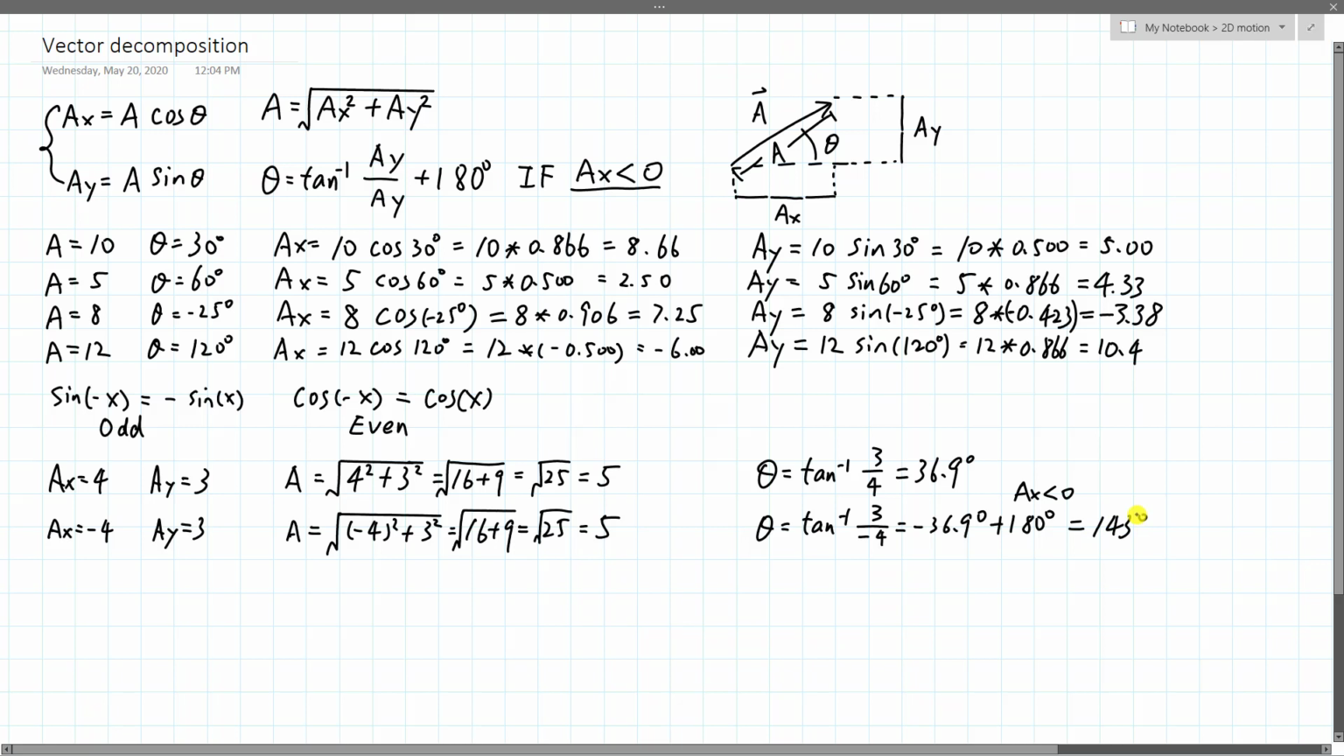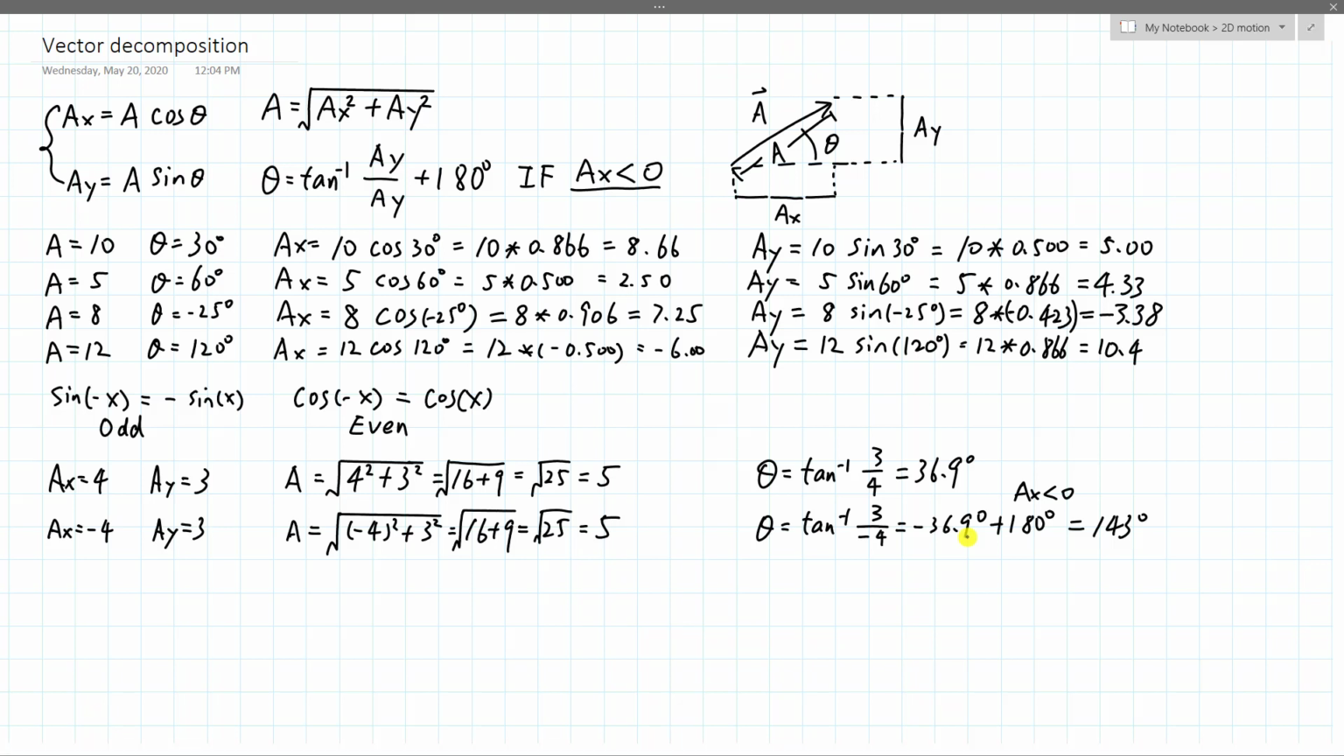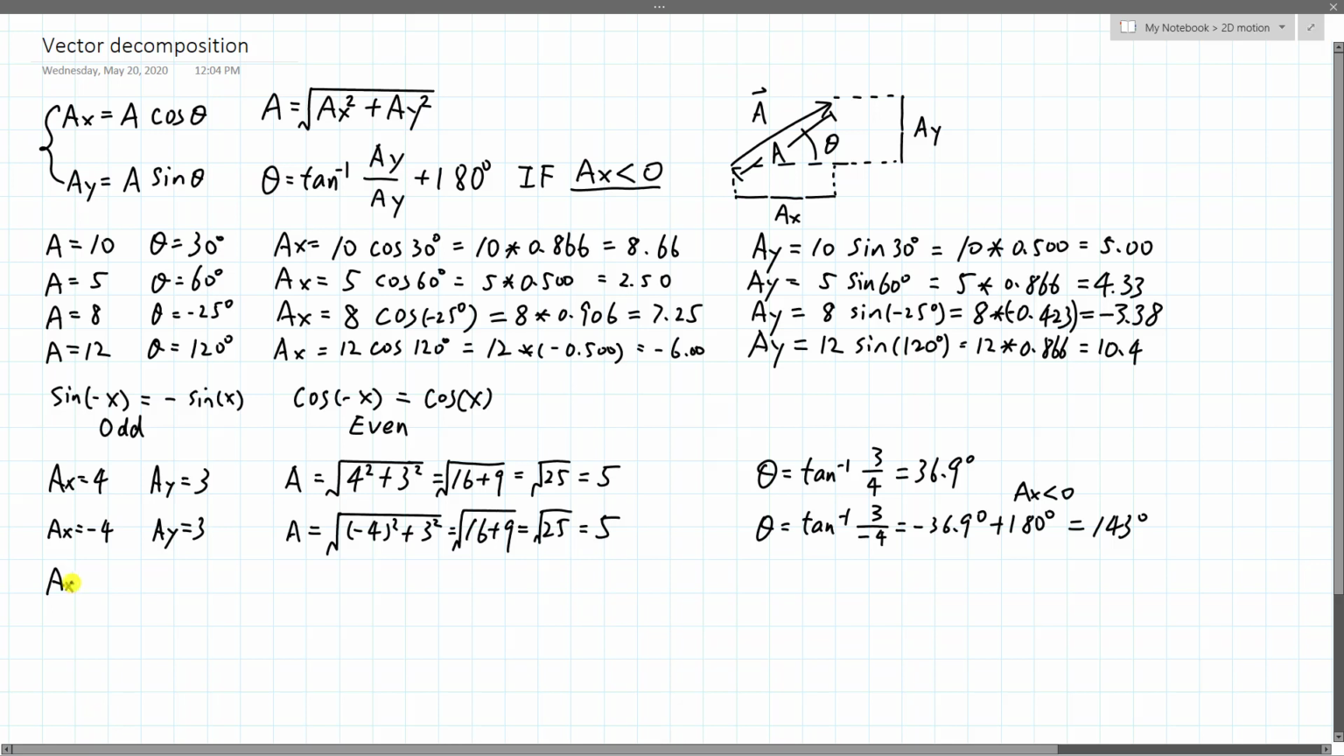And this makes sense. We have a negative x, so that puts us in the second quadrant with a positive y, right? In the second quadrant we have over 90 degrees, but below 180 degrees. So that makes sense. So this example is telling you when to add 180 degrees. It is when you have a negative ax. Okay, so let's move on to example 3, where we have ax equals 9 and ay equals -5.